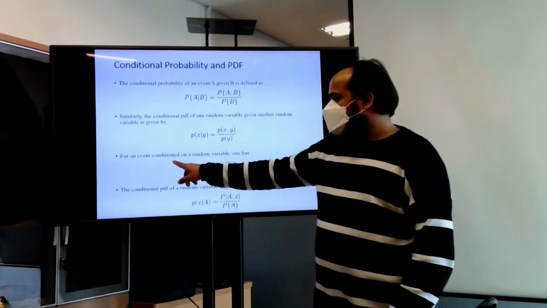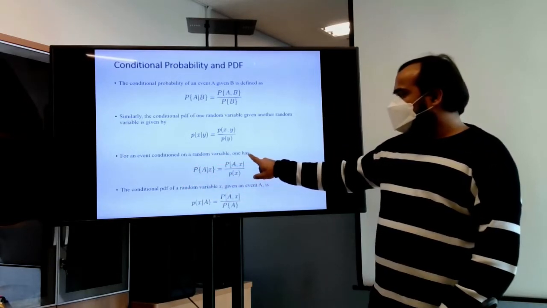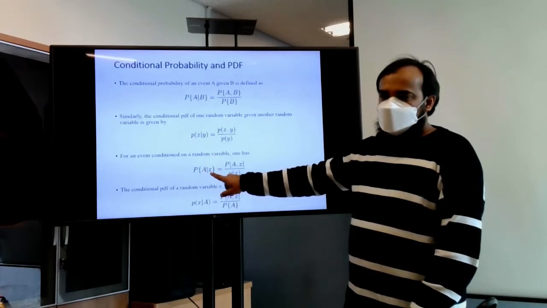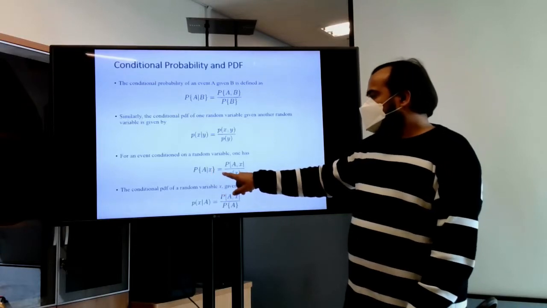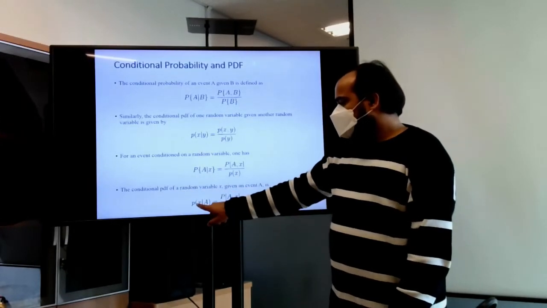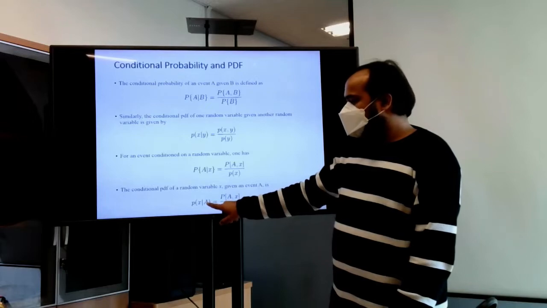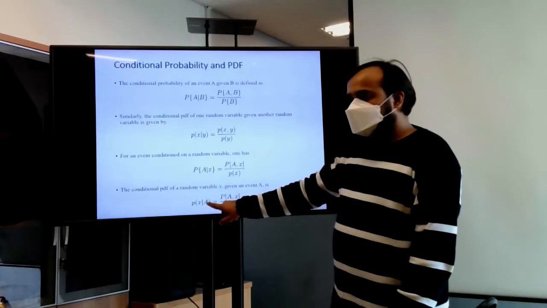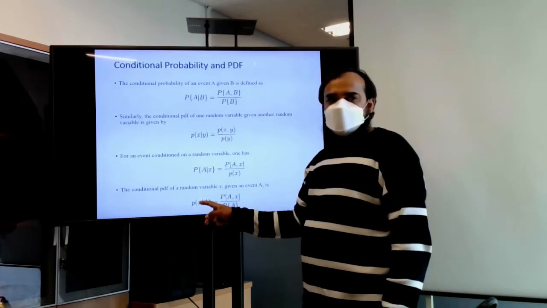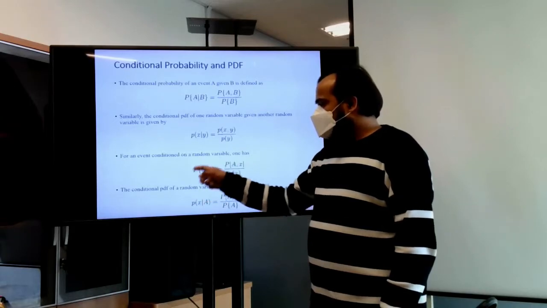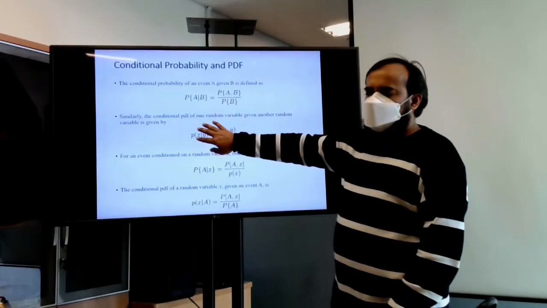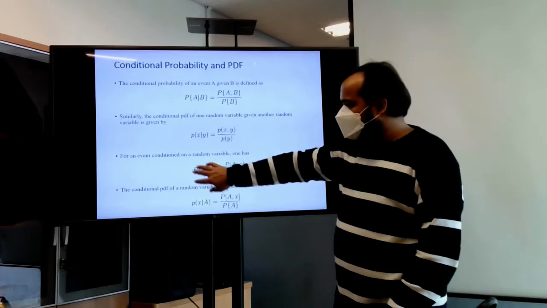And for an event conditioned on a random variable, this means the probability of the event conditioned on the distribution x, and the conditional PDF for the random variable, like the distribution of x, conditioned on the event. The capital letter is the event, and the small letter is the distribution. So when we use this, we know the probability of the event and the PDF of the distribution.